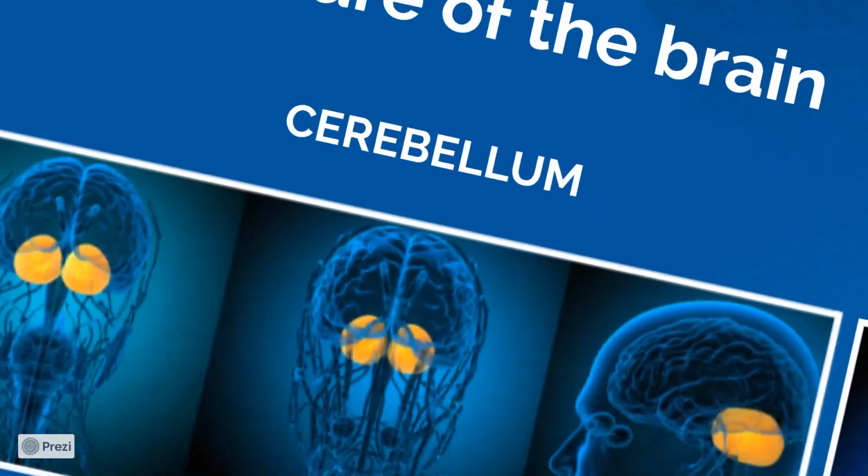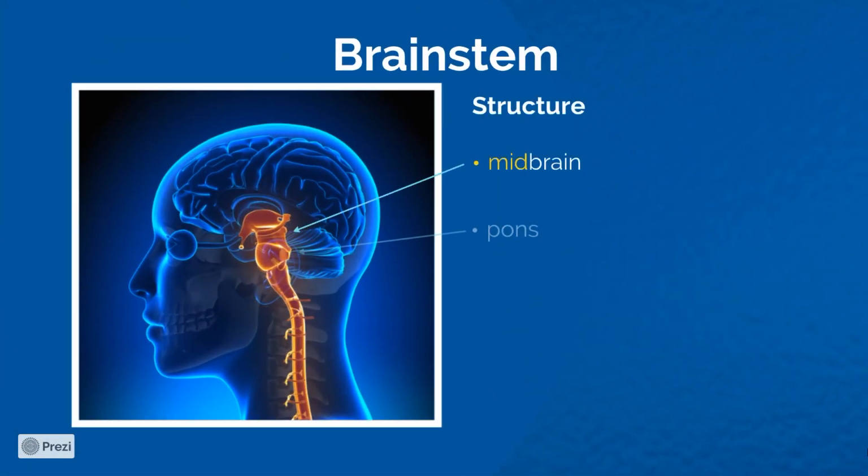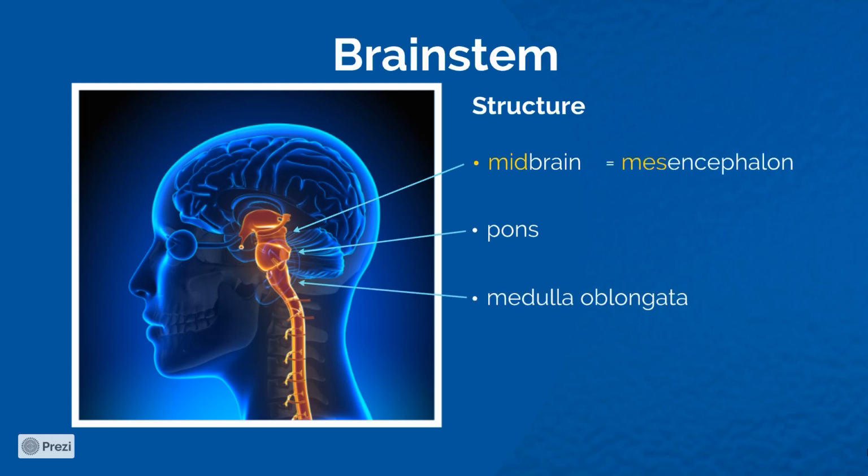One more part of the brain is the brainstem. It is subdivided into the midbrain, pons, and medulla oblongata. Another term of the midbrain is mesencephalon. The prefixes mid and meso mean the same, middle. So midbrain is mesencephalon, seredniy mozok.